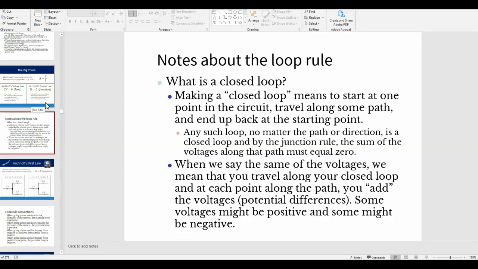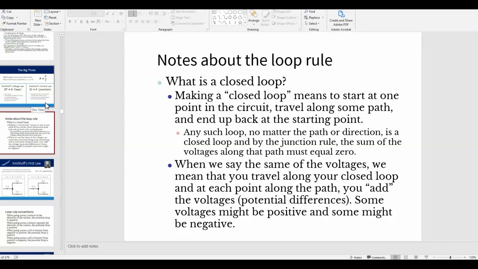A closed loop is something you can draw on any circuit diagram. It doesn't matter how complicated the circuit diagram is, by putting your pen down at one point and then having your pen end up at the same point by going around somewhere, ending up back where you started. Kirchhoff's loop rule applies for any closed loop. It doesn't matter what it looks like, it doesn't matter the direction, as long as you end up back where you started. The loop rule says that by the time you get back to where you started, all of the changes in potential that you went across all have to add to be 0.